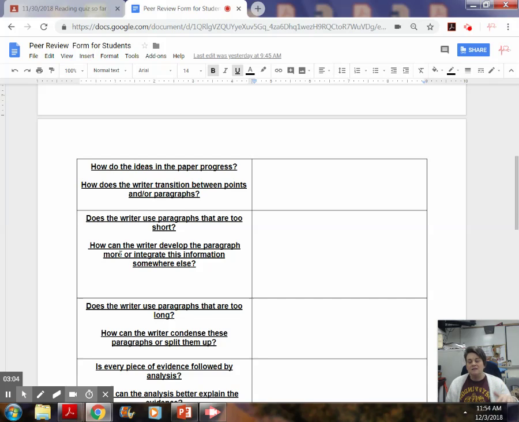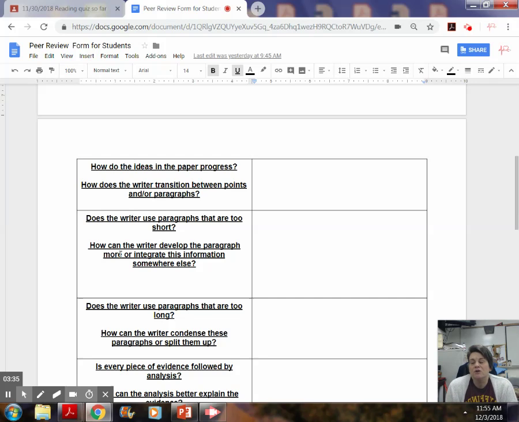Is it organized? Does it make sense? Are there transitions between each paragraph to help you know kind of an introduction to the next paragraph? Are the paragraphs too short? That's a yes or no question. Maybe the writer can take that paragraph that's too short and integrate it somewhere else. What I'm looking for you to do on these, once you get to here, is whether the paper can develop a paragraph more or integrate this information somewhere else.